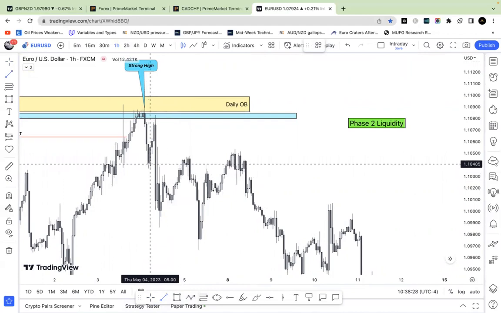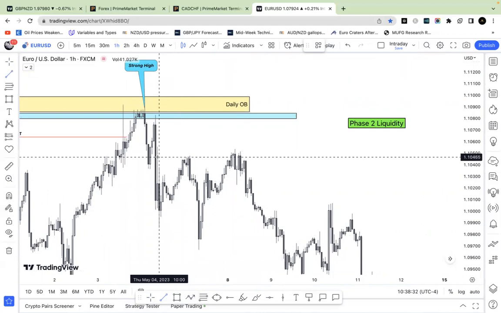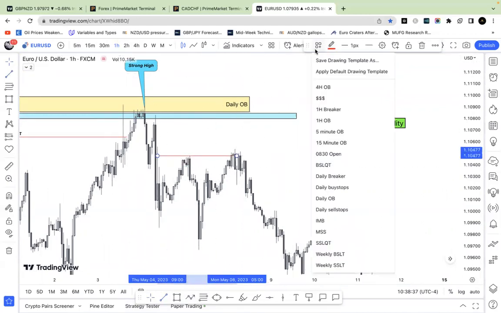So price came up. It took out the highs here. It took out the highs here. You can see buy side taken. Still not worried about anything on the left. Still not worried about taking out all those highs. Crazy how that works.